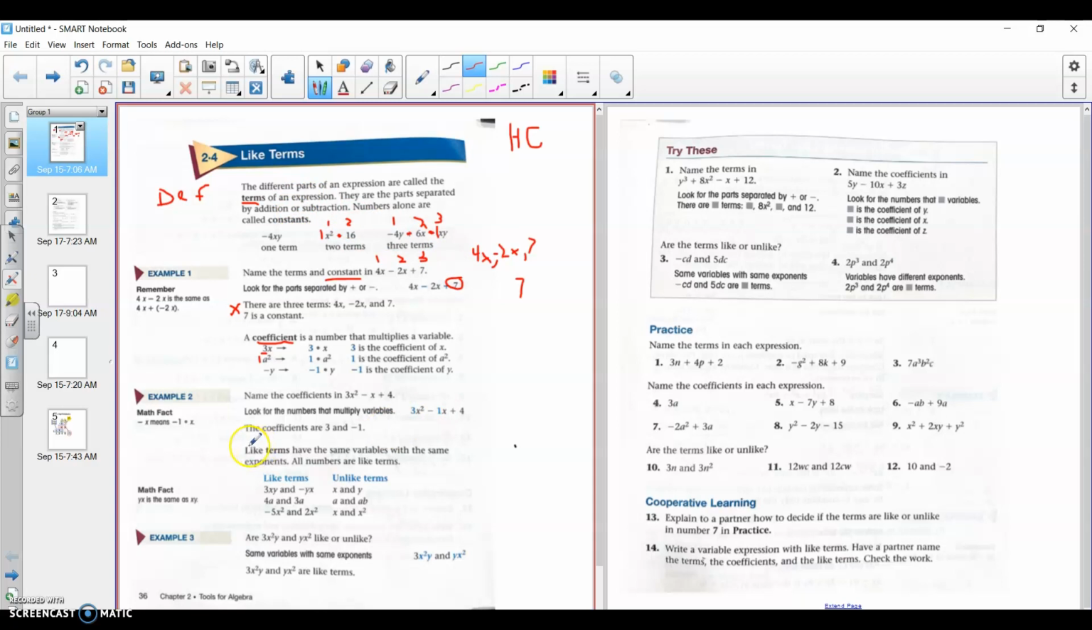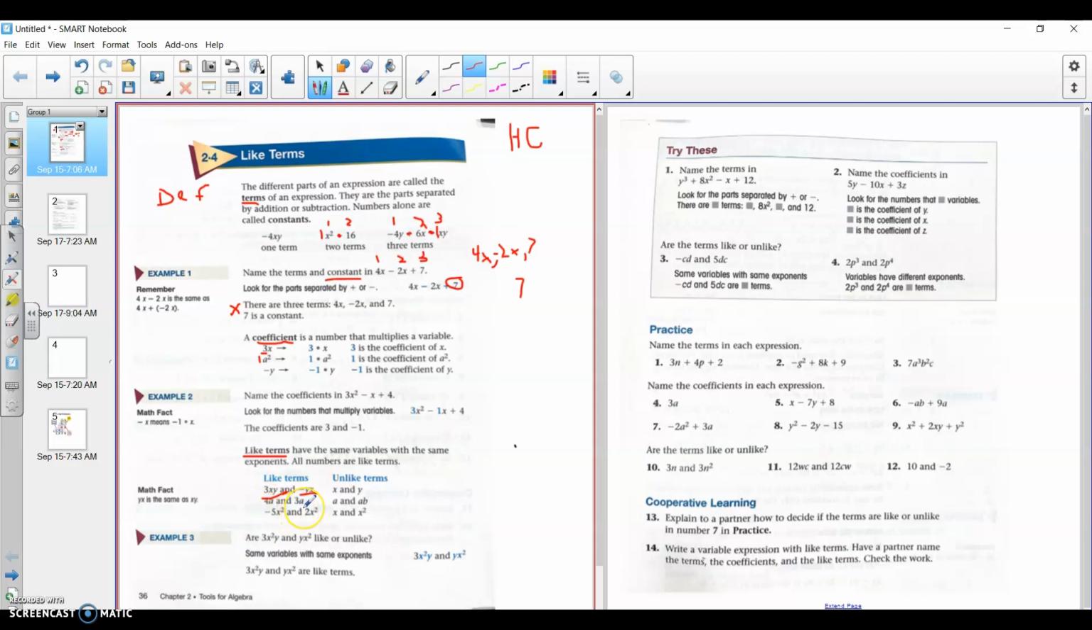Last but not least, here, like terms. This is the Halloween candy. Like terms have the same variables with the same exponents. All numbers are like terms. We had our Halloween candy bag and we dumped it out and we sorted Milky Ways with Milky Ways, suckers with suckers, Tootsie Rolls with Tootsie Rolls. They're trying to tell you here 3xy is the same as -yx. Even though y and x are switched, it still has x and y in it. Okay, so that's still a Snicker bar and 3 Snicker bars.